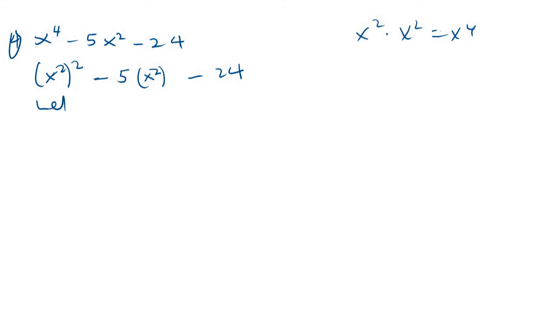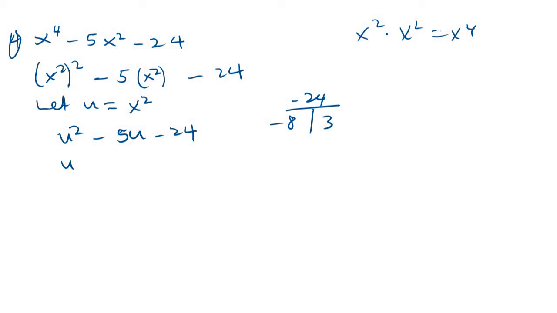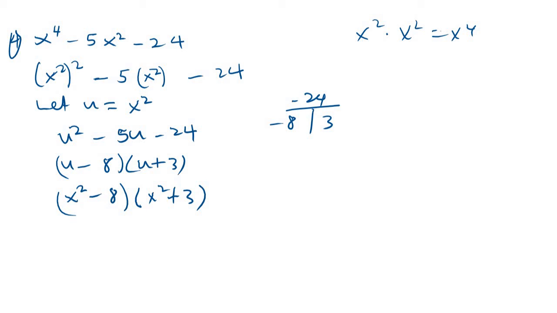So we're going to let u equal x squared. And so we're just going to replace that with u squared minus 5u minus 24. And then do the easy trinomial, 24. I want 5, so I need 8 and 3 to get 5. So I need negative 8 and plus 3. So it will be u minus 8 times u plus 3. And then we're going to go back and replace the u with x squared now. So it will be x squared minus 8 and then x squared plus 3. This is the answer to the original problem.